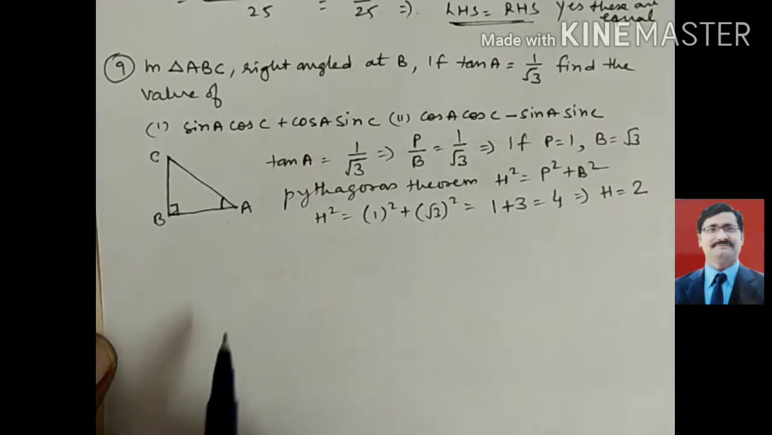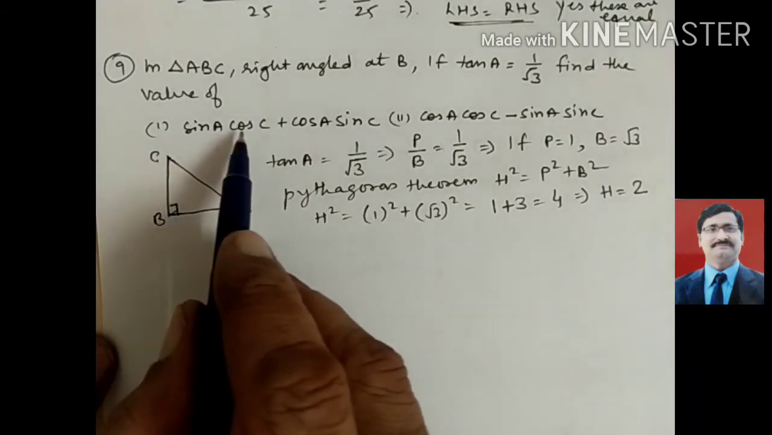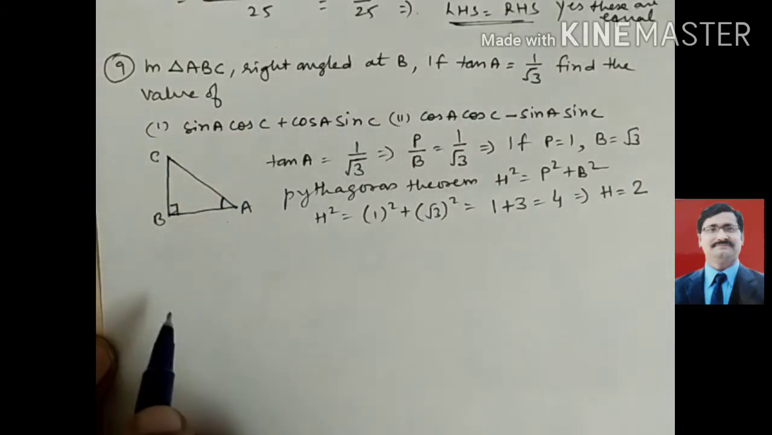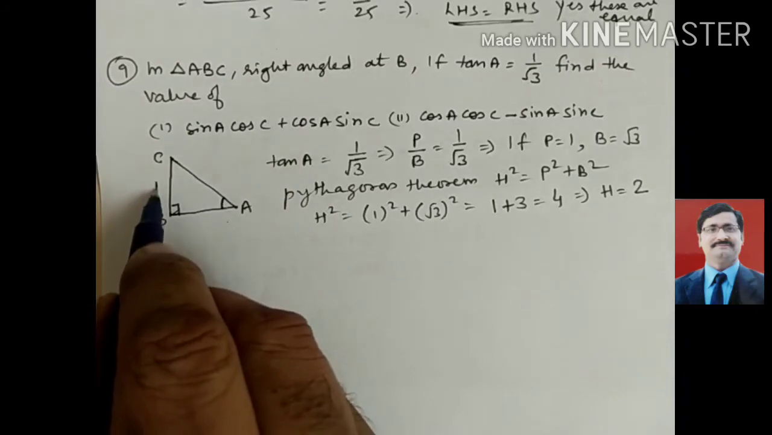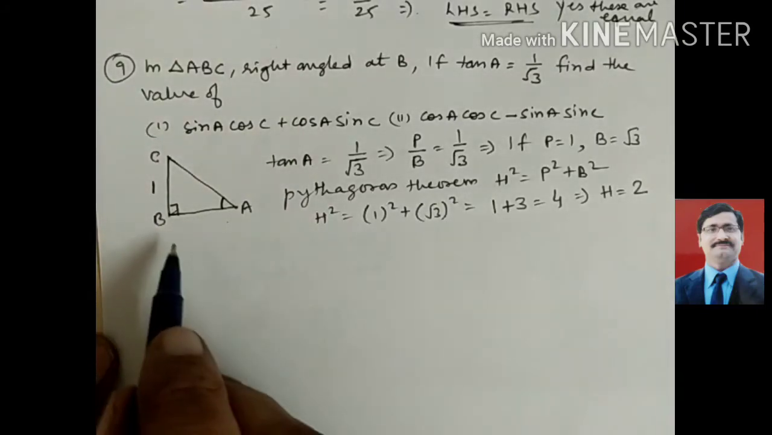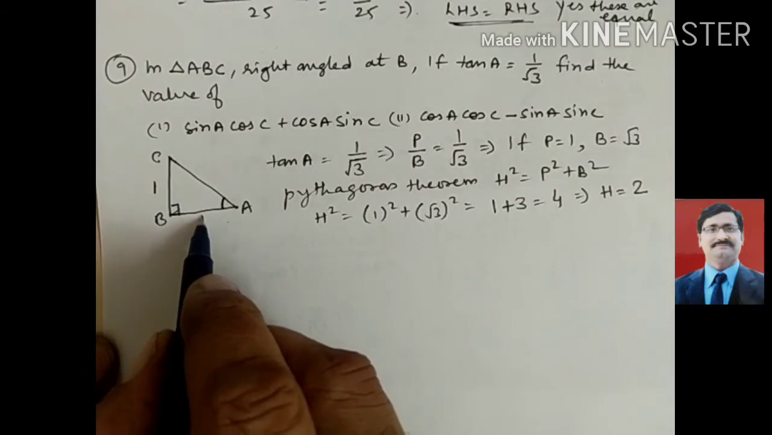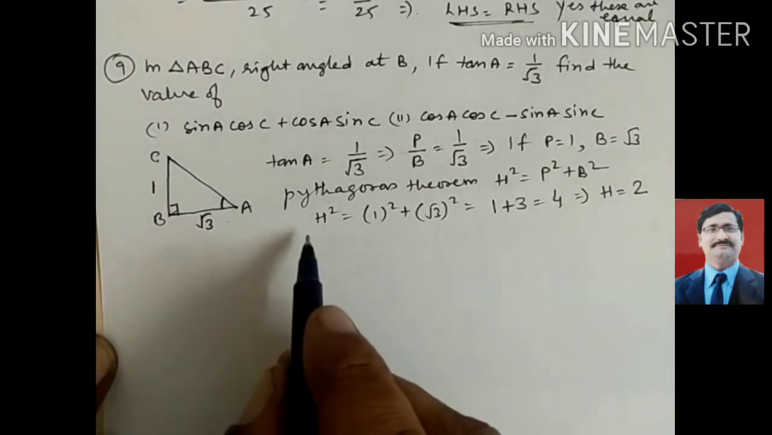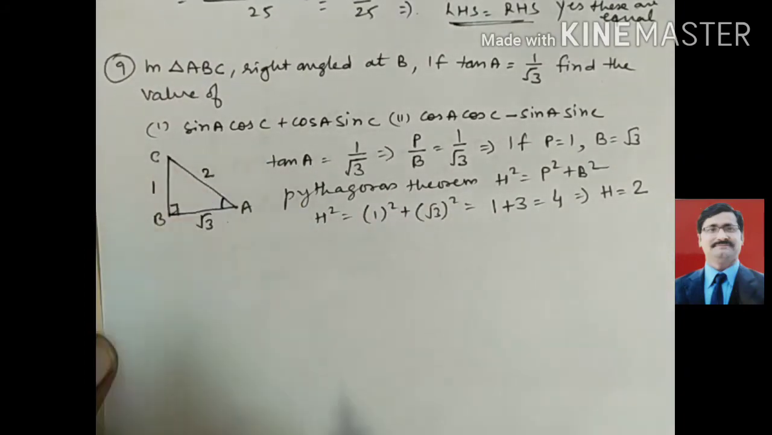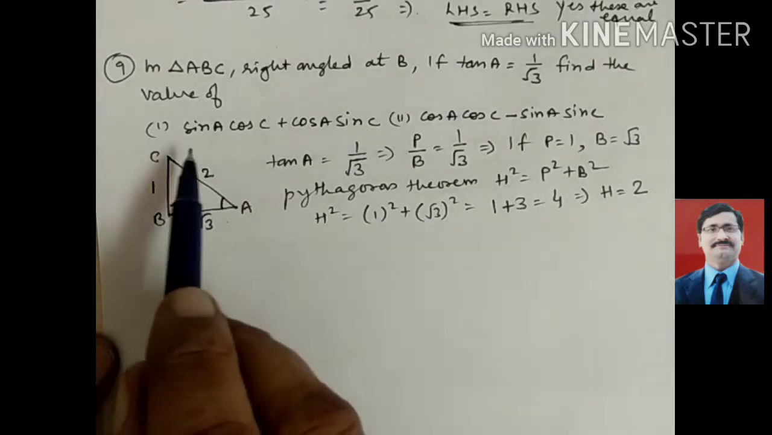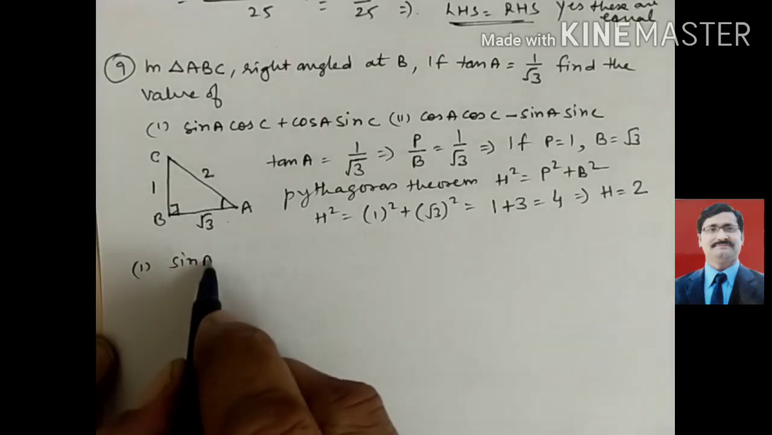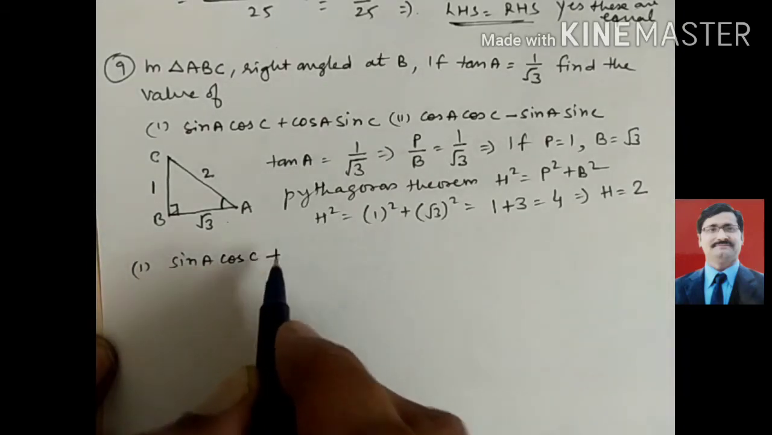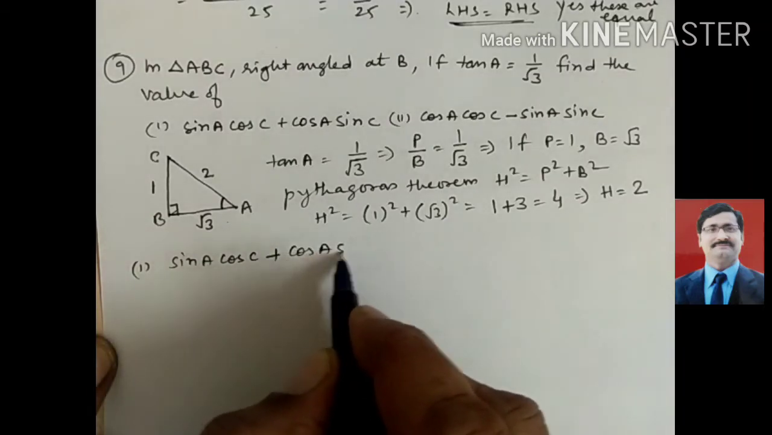Now we have to find sin A. In the diagram you can write all these things: for angle A the perpendicular is 1, base is root 3, and hypotenuse is 2. This is for angle A. Now we have to find the value of this expression, the first portion being sin A cos C plus cos A sin C.